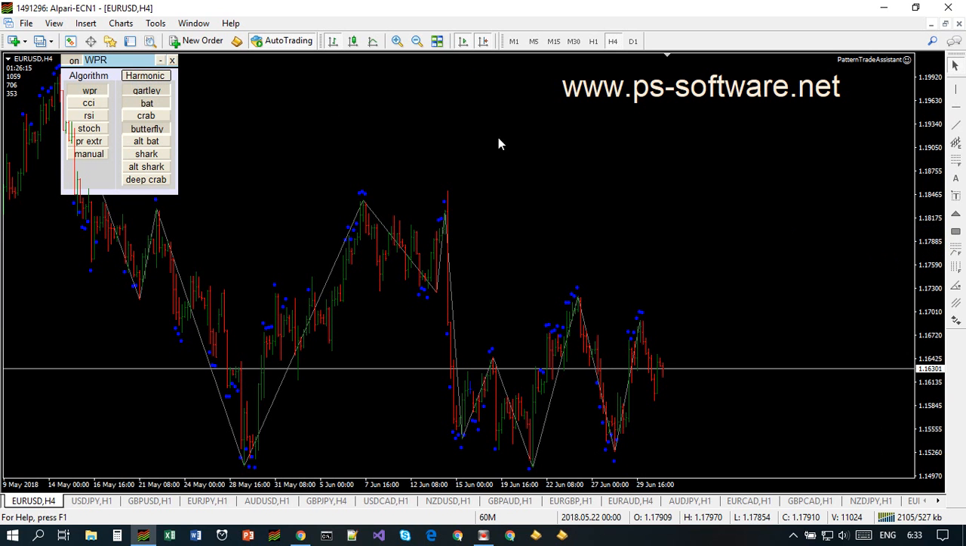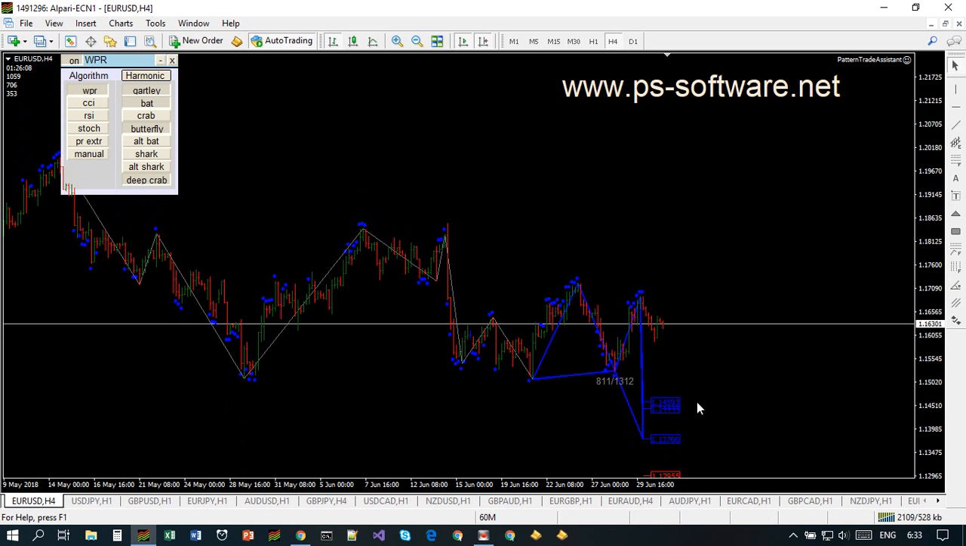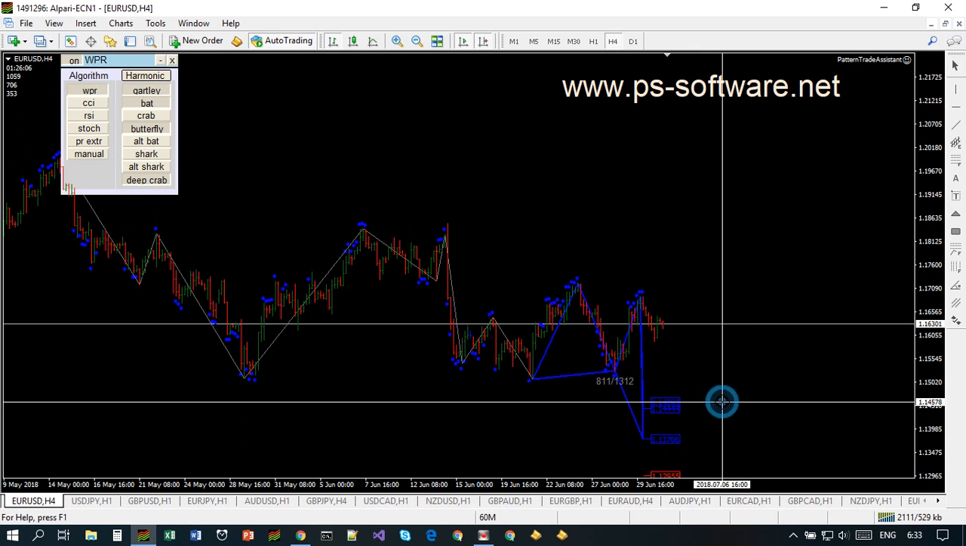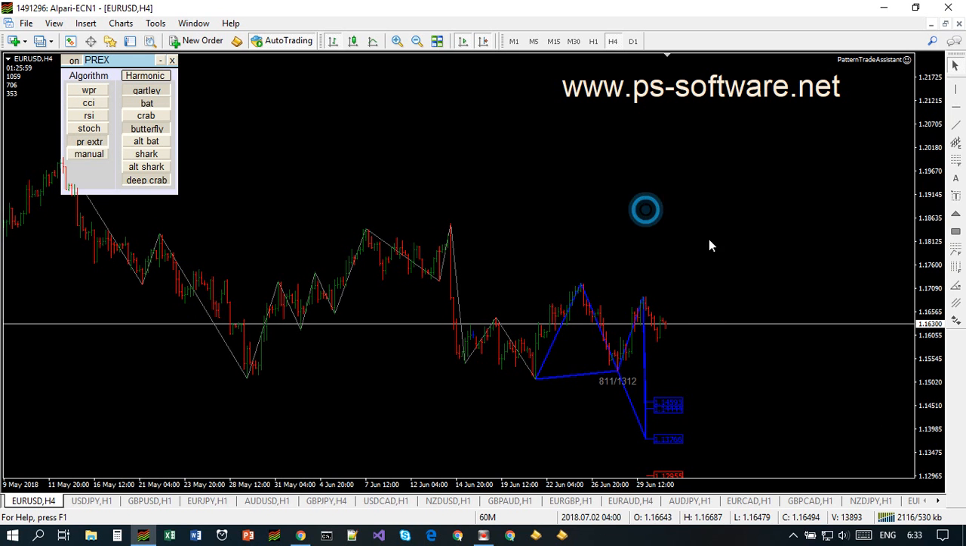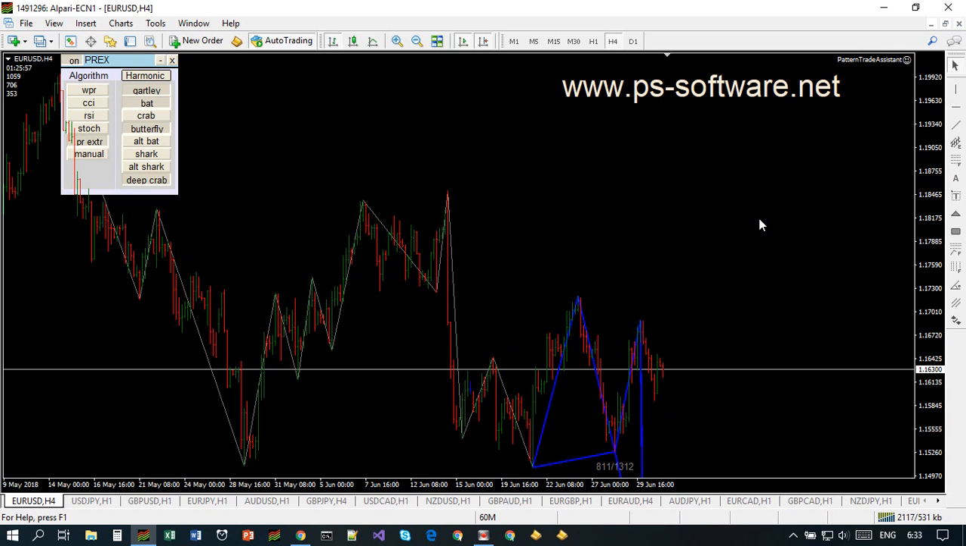Okay, and let us switch to the harmonic perspective. I think we need to enable the deep crab. The same situation will be here, but what was a butterfly according to the advanced approach now turns into a deep crab pattern, and it is also supported by 3 out of 5 algorithms. Pretty obvious butterfly advanced formation, or pretty obvious deep crab pattern according to the harmonic approach. This is it for Euro-Dollar.